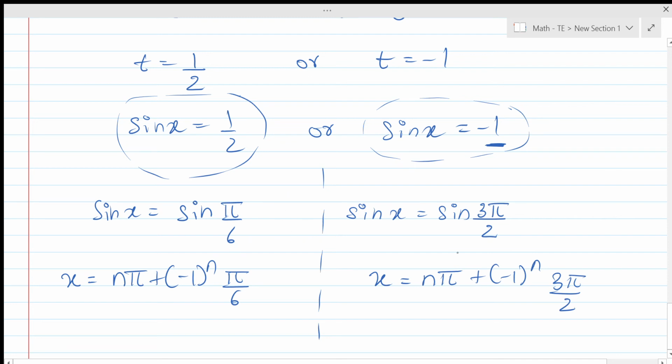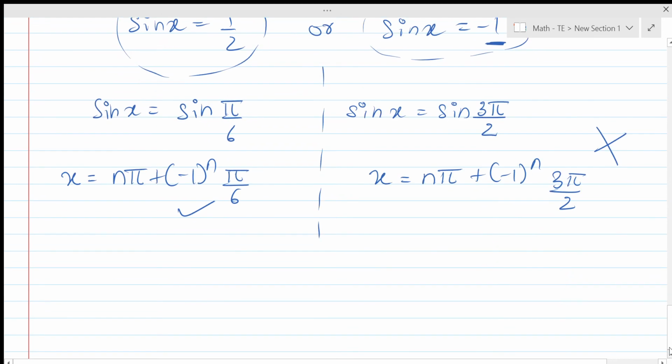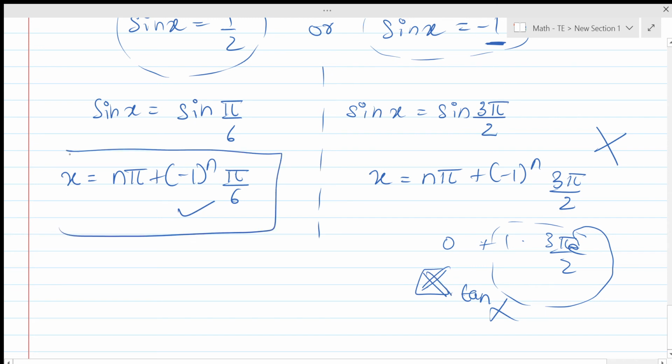Well, we cannot accept this, and this is correct because if you put n as 0, this becomes 0 plus 1 times 3 pi by 2, and if x is equal to 3 pi by 2, tan is not defined, and hence this cannot be accepted. So this is your final answer, gentlemen.